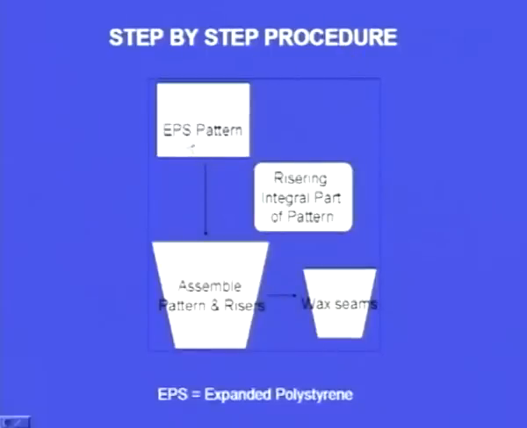First one, we have to make the EPS pattern, that is the expanded polystyrene pattern, and the pattern, the riser and even the gating system should be joined together. That is, the risering is an integral part of the pattern. The riser, the pattern, the sprue, the gating system, all will be assembled together, and they will be assembled by wax. So this is the first step in the ceramic shell molding.